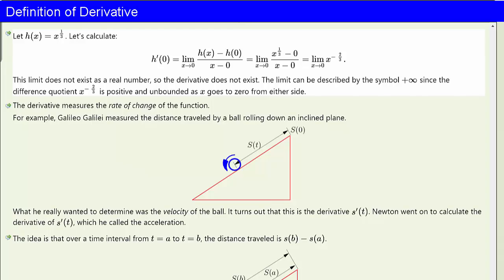This limit does not exist as a real number, so the derivative does not exist. The limit can be described by the symbol plus infinity, since the difference quotient, x to the minus 2/3, is positive and unbounded as x goes to 0 from either side.